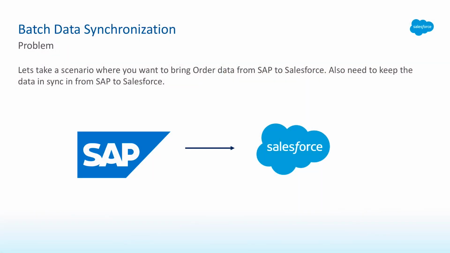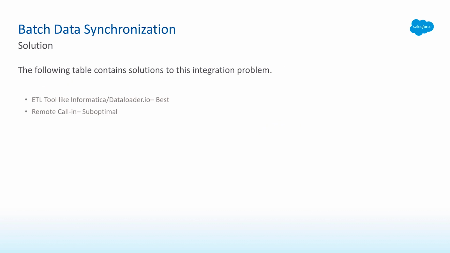The third is, as I said, batch data synchronization. For example, you want to bring your SAP data to Salesforce, right? And whenever the data is updated in SAP, you want to update it back in Salesforce. In this scenario, the best option is to use an ETL tool like Informatica or Data Loader. There are other tools like Dell Boomi, a lot of tools which you can use for syncing data between a third-party system and Salesforce. So that is the best practice in this.